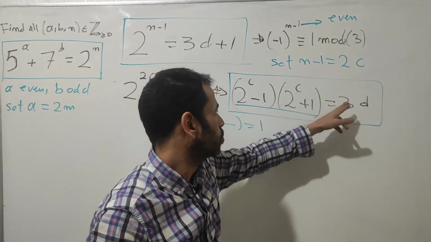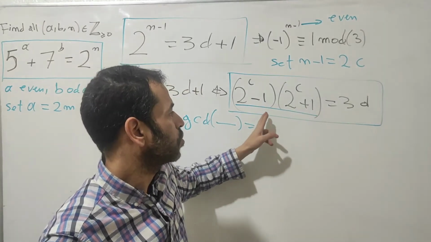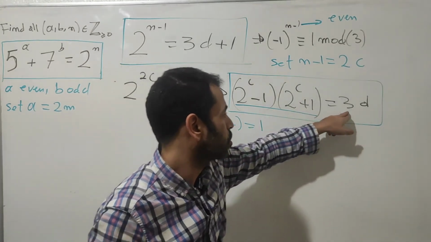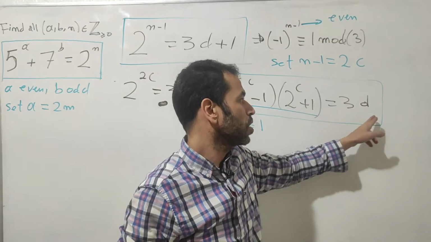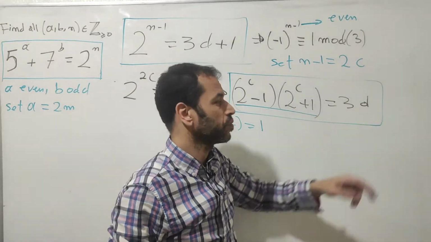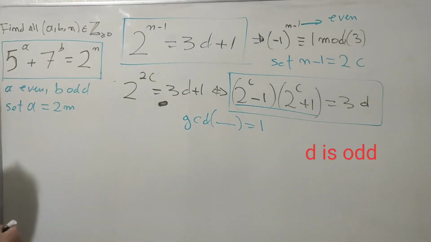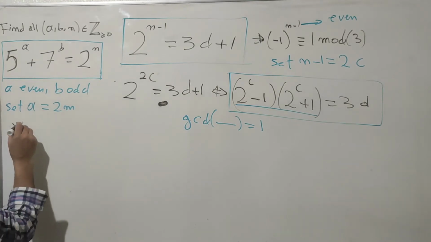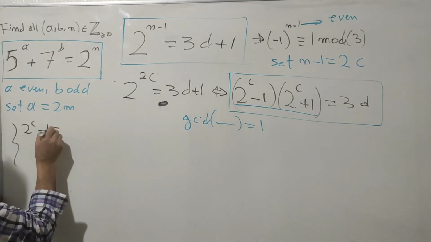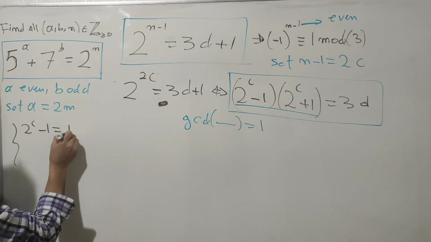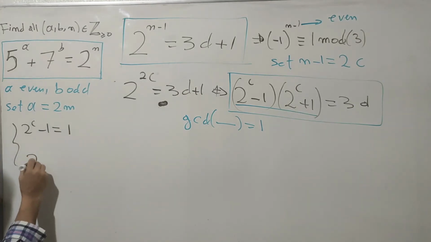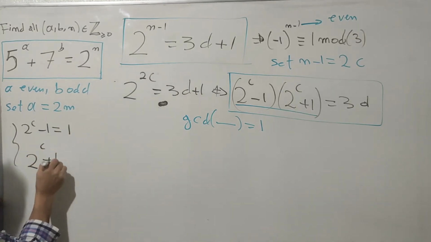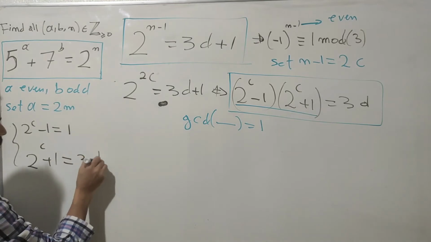So we are not going to do anything else. We are simply going to put this one equals this one, and the other one is going to take the other value. So let's do that. We get 2 to the C minus number 1. Maybe it's going to take number 1. The other value, 2 to the C plus number 1, is going to take the whole thing, 3D.